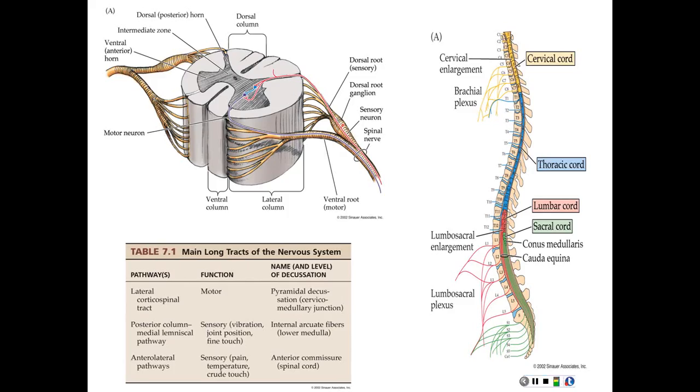So these are the three major pathways. Lateral corticospinal, motor. Posterior column medial lemniscus, sensory, specifically vibration, joint positioning, fine touch, right? Discriminative touch. And an anterolateral sensory for pain, temperature, crude touch. And as we're going to see this morning from the clinical presentations, where these axons cross the midline, where the information crosses the midline, is absolutely critical that you understand.